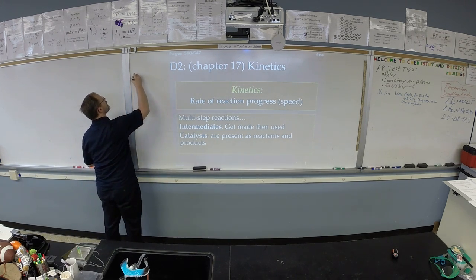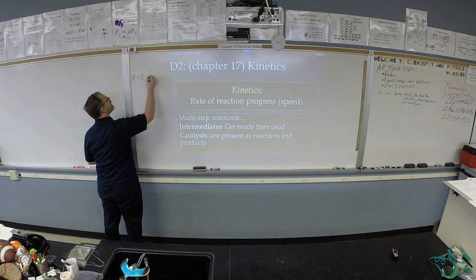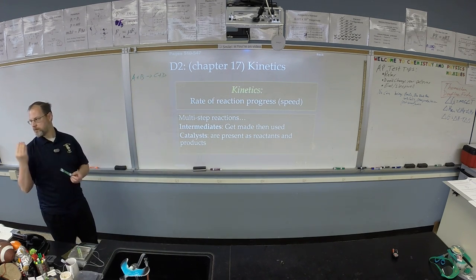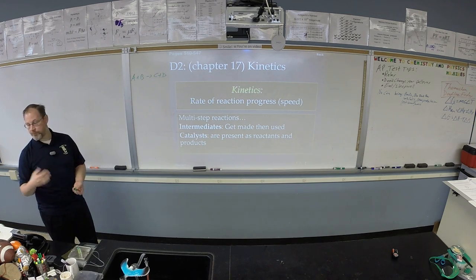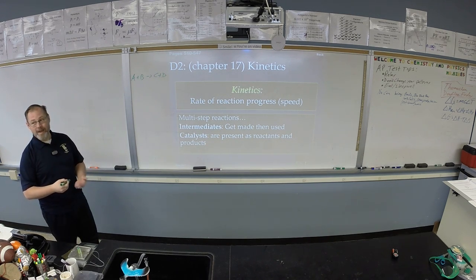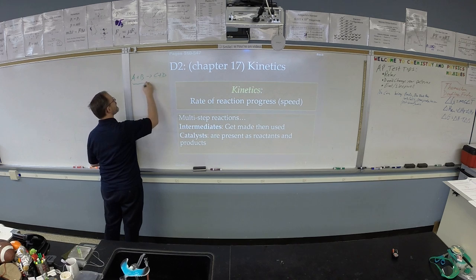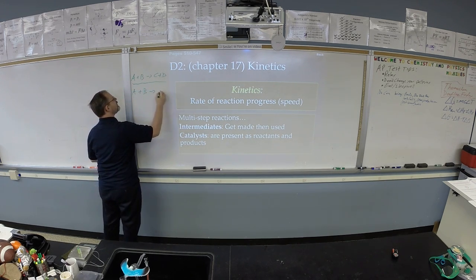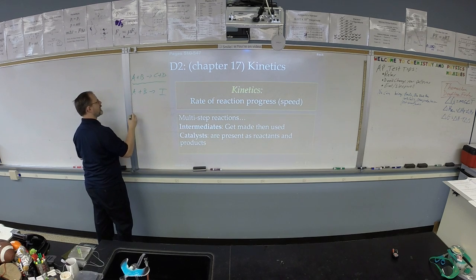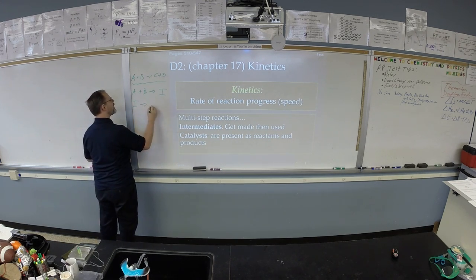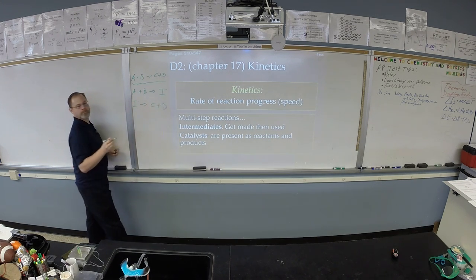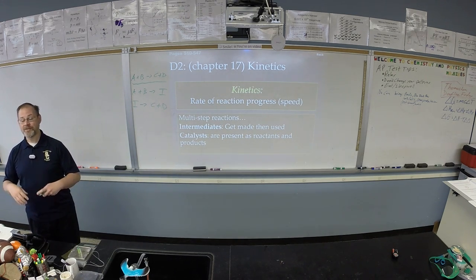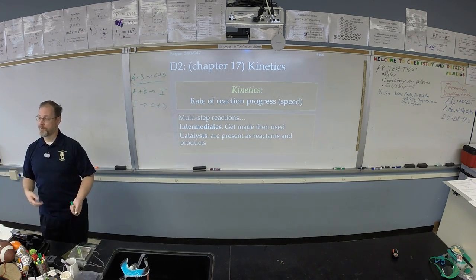If you had the reaction A plus B yields C plus D, we've always thought about it as like one linear shot. Boom, from A and B to C and D. But what might be going on is A might be reacting with B to produce I, and then I might be producing C and D. Okay? The I is called an intermediate. It is something that gets created and then uncreated.